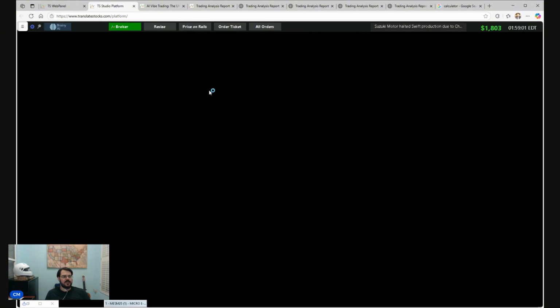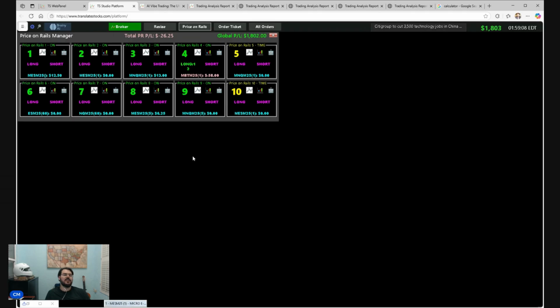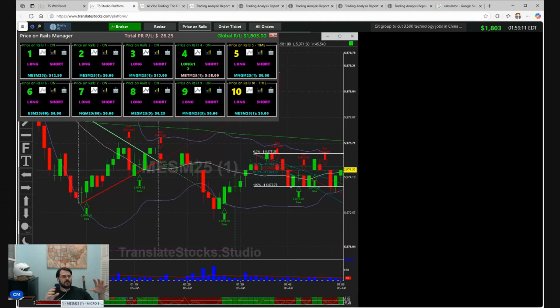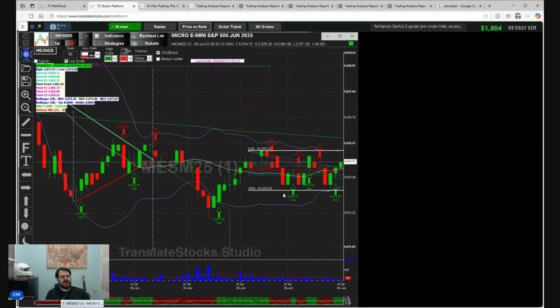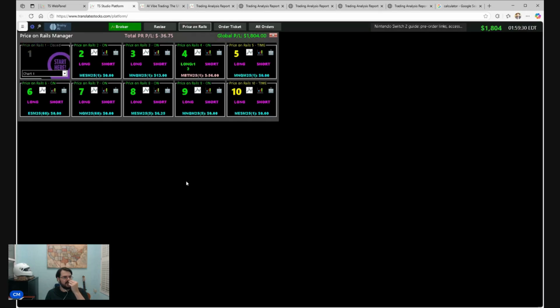We have the Price on Rails manager here, where we can manage all the strategies that we have running. You can have up to 10 strategies. This chart number 1 opens with the platform. I'm using it, but I don't need it. I can close this chart number 1, and you see that it immediately goes out of the manager. We didn't have a position there, but we can see the positions here, so we can close that. And here we have up to 10 different strategies in your server.